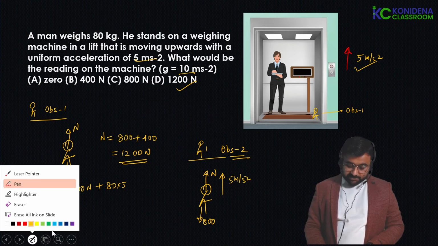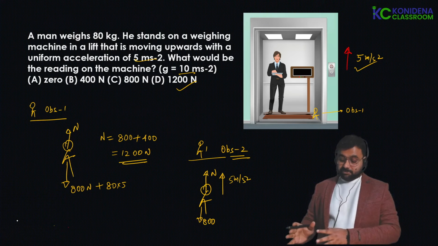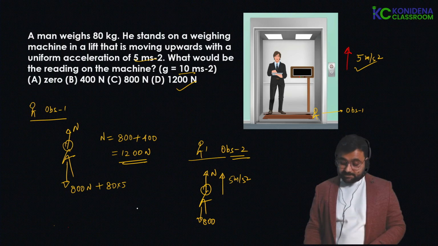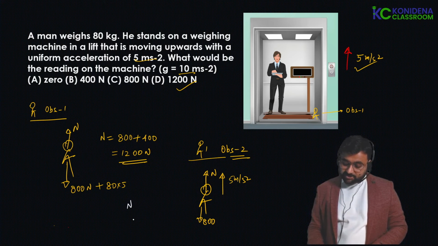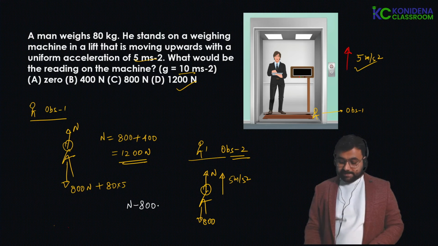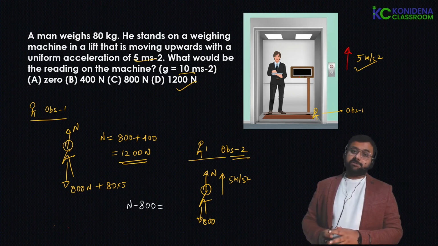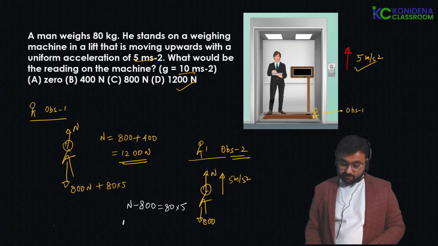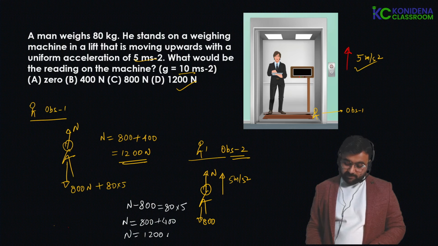So the equation written by observer 2 is: the normal reaction is up and the acceleration is up, so the net force has to be up. That means the normal reaction minus 800, the weight of the object, has to equal mass times acceleration. The mass is 80 kg and the acceleration is 5 meter per second square upward, so that into 5. So N is equal to 800 plus 400. This observer will also say that the reading is going to be 1200 newton.